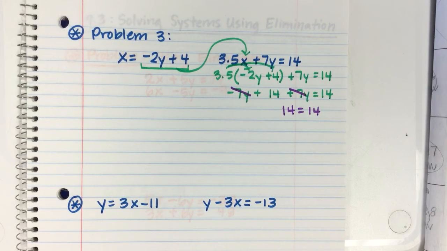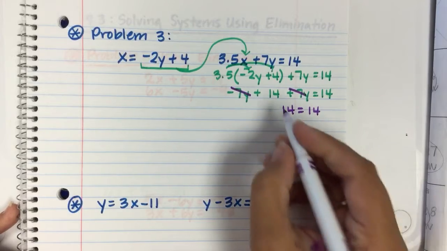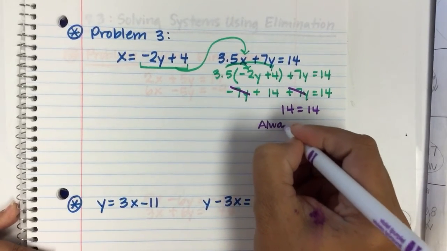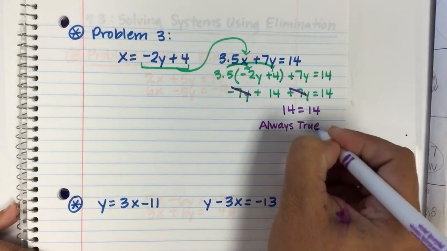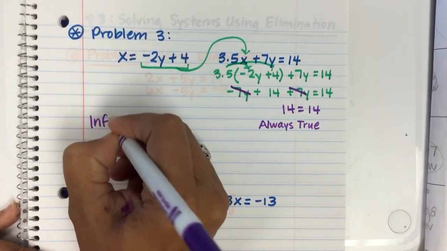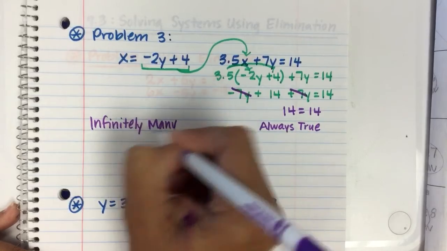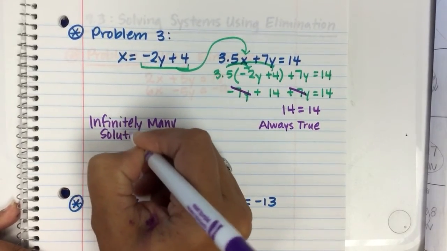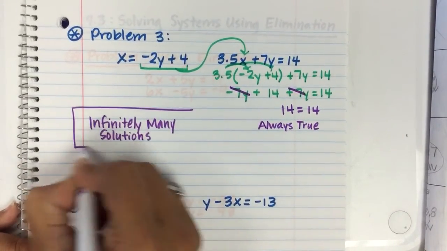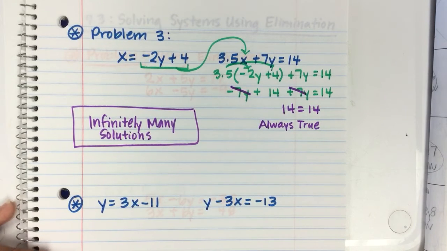All right, well, is 14 equal to 14? Yes, always. So when this is always true, then your answer is infinitely many solutions. Okay? 14 is always equal to 14. So that's infinitely many solutions.